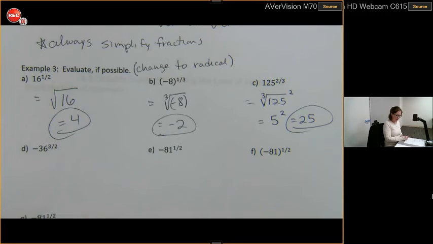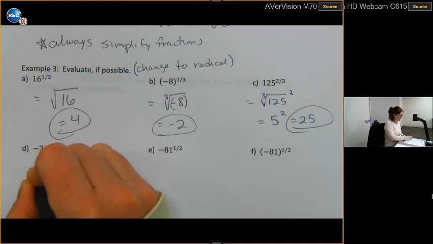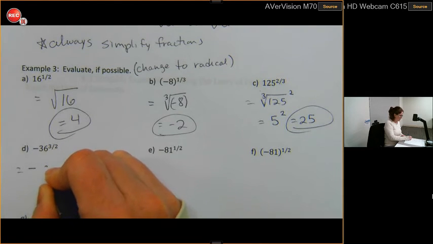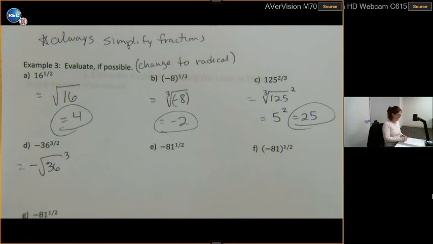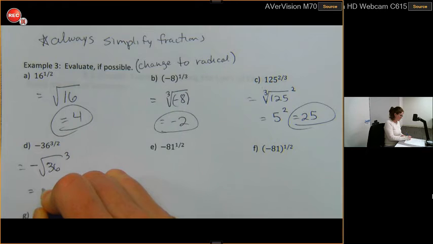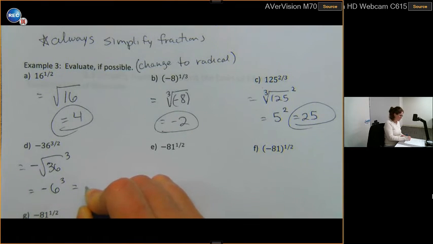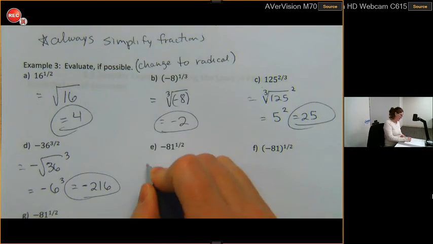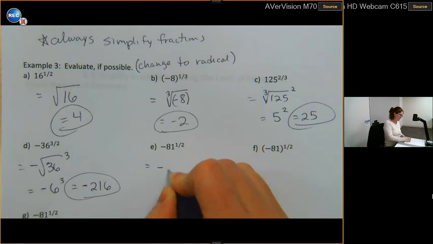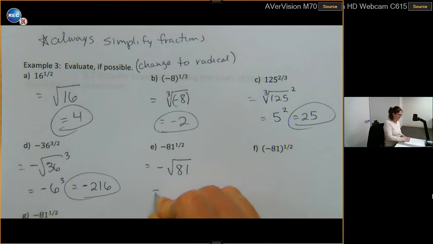Letter D, -36 to the 3/2. Since there are no parentheses, the negative stays in the front. And then I have the square root of 36 to the 3rd power. The square root of 36 is 6. To the 3rd power is 216 with a negative sign still in front of it. Letter E, -81 to the 1/2. No parentheses, so the negative just stays in front. So we have -9.